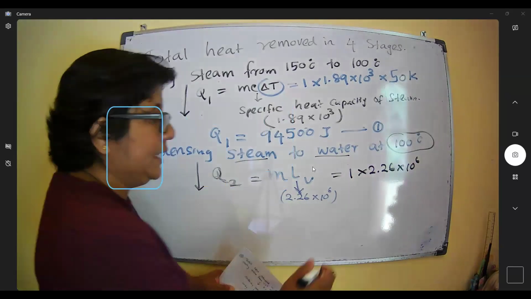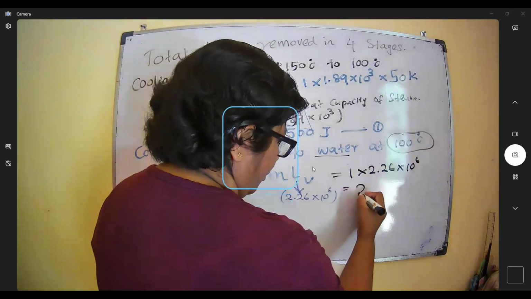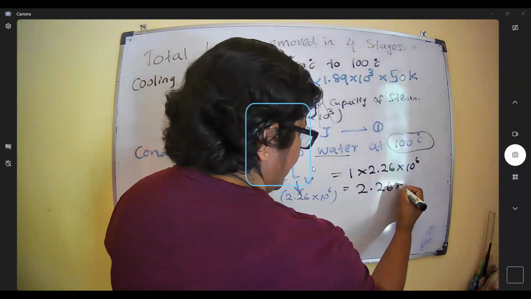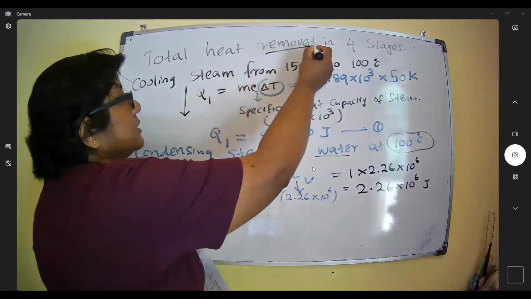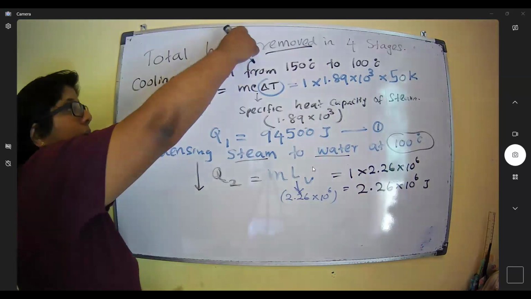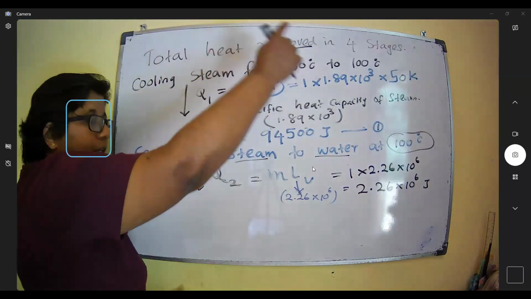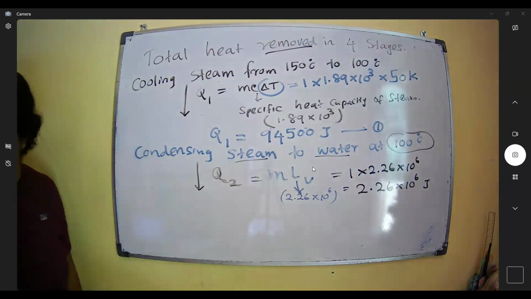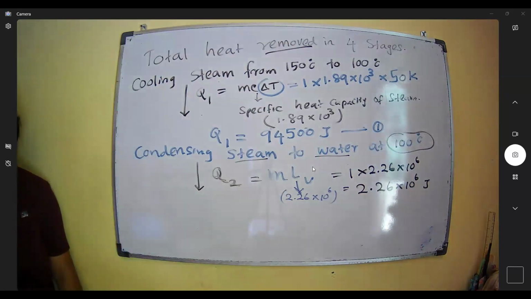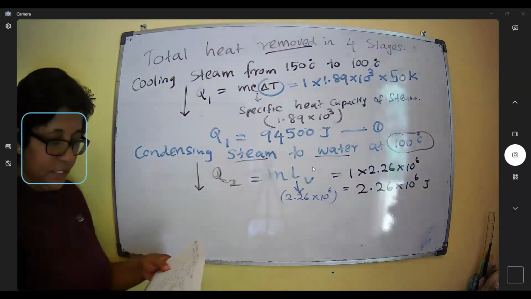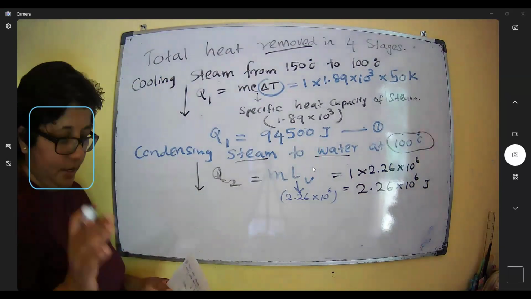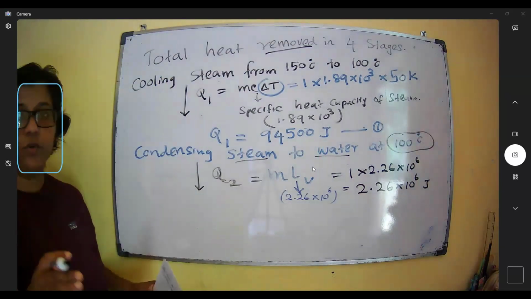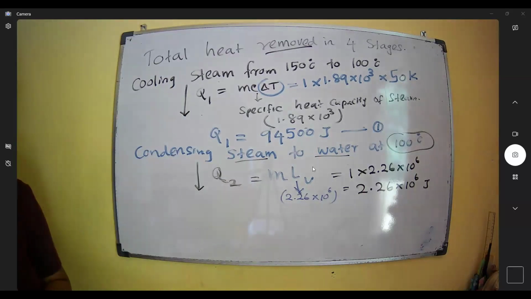Now, the energy required, or rather energy removed in this process, is 2.26 × 10^6 joule per kilogram, because energy is removed as steam at 150 converts to ice at 0. This is the process. Then energy is removed, right? 2.26 × 10^6 joule, right? Now, water is at 100 Celsius. Then we have to convert water at 100 into water at 0, right?